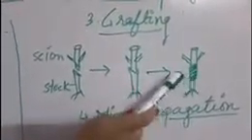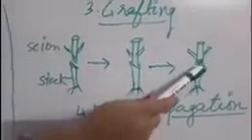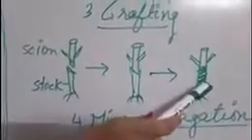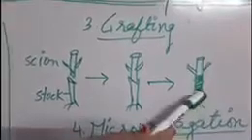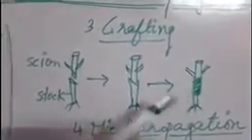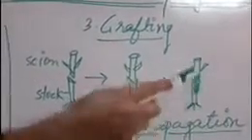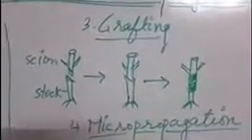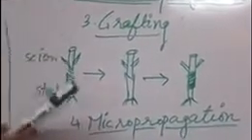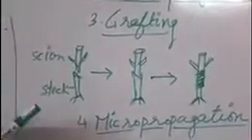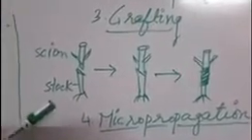Now what we will do is bind it tightly with the help of a piece of cloth or a tape, and we will leave it like this for some days. We will find that these tissues join and form a new plant. This type of grafting method is usually done in plants like mangoes.